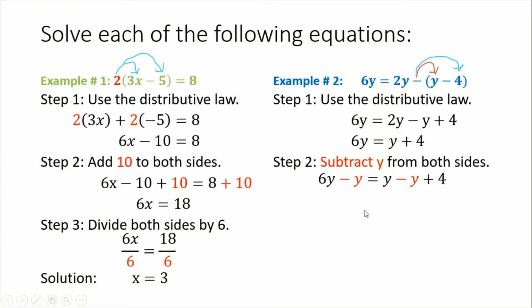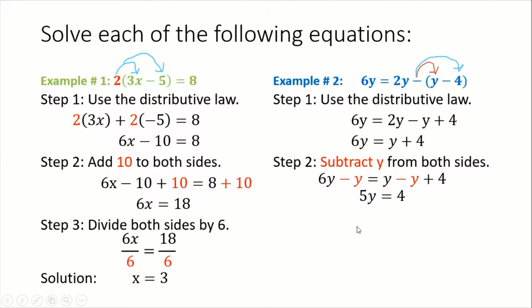At this stage, what are you going to do? You are going to simplify. So note that 6y minus y will give you 5y. And y minus y is just 0. And 0 plus 4 is 4. So what you will have is just 5y equal 4.